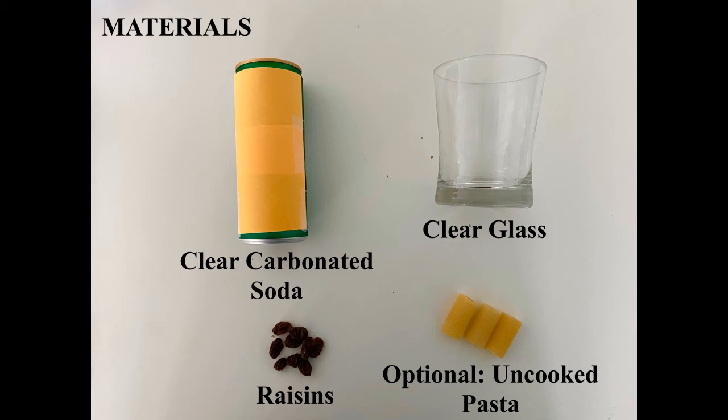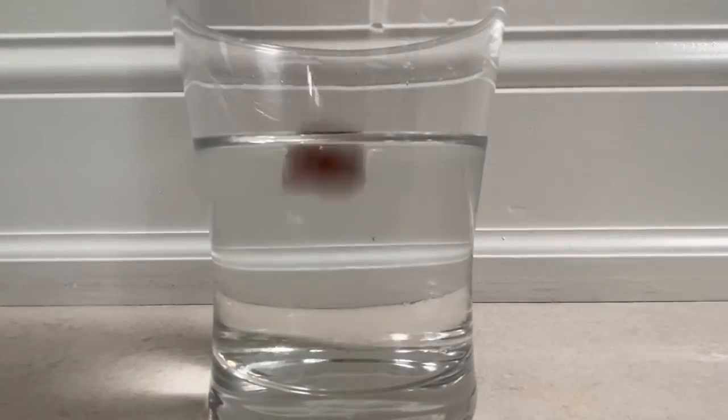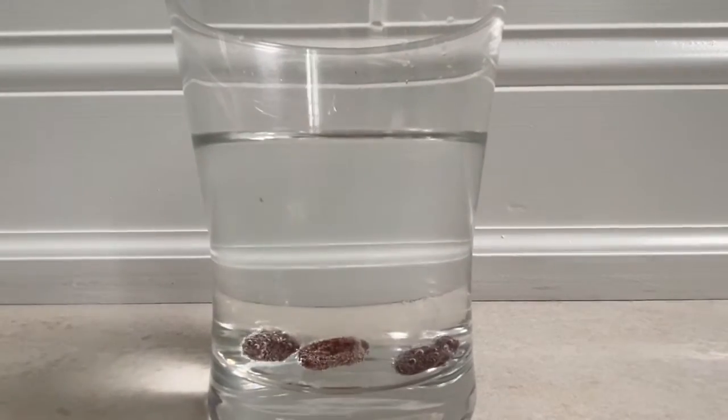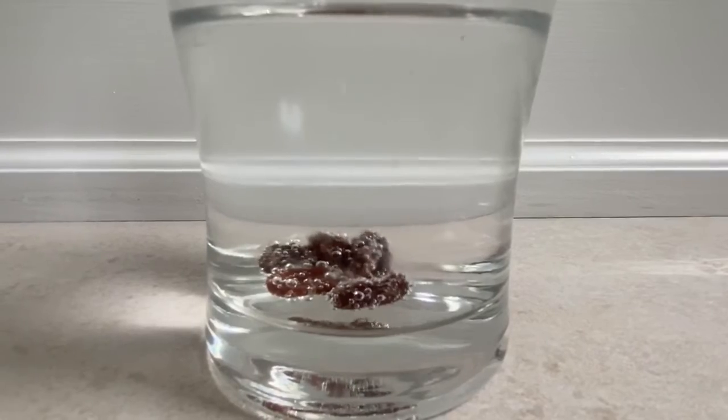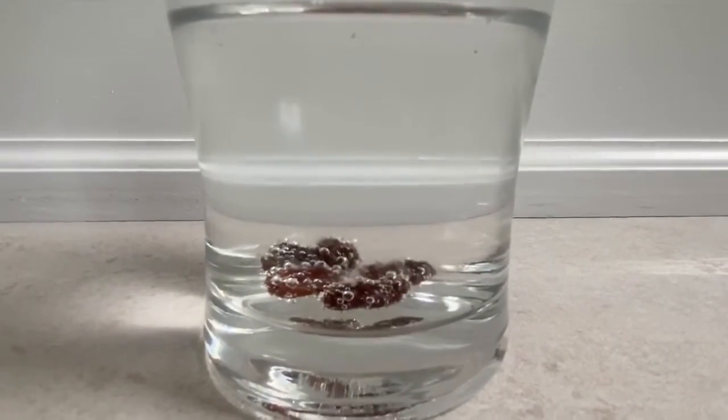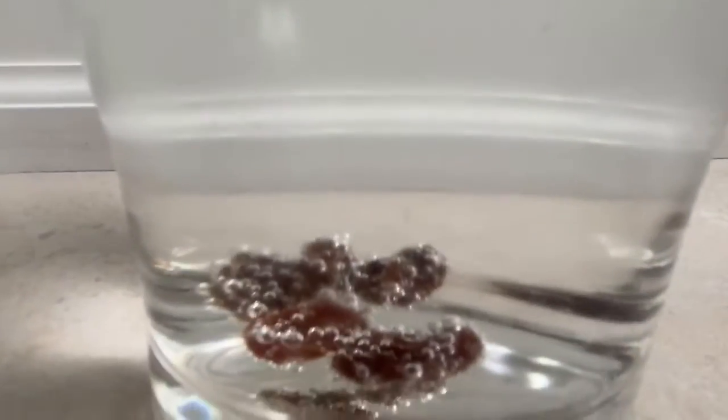Here are the materials you will need for this experiment. Fill a glass with clear soda. Drop a few raisins into the glass. What happens? Do they sink or float? Then wait and watch what happens. You might need to wait a couple minutes for them to start moving.